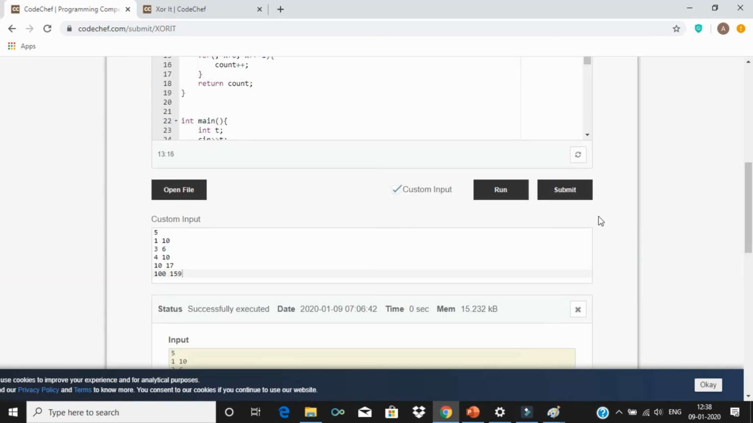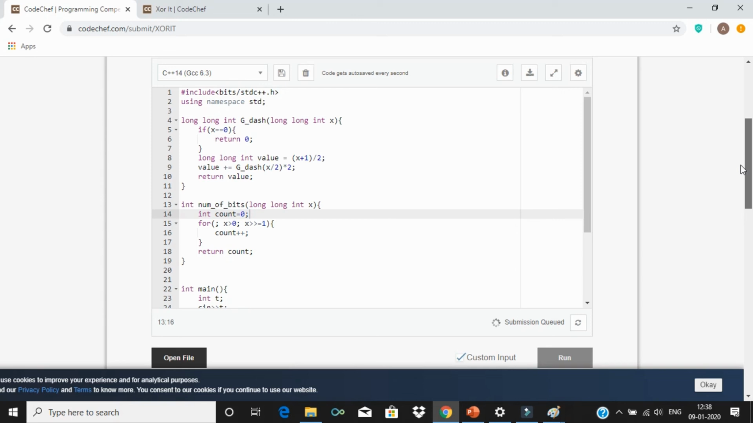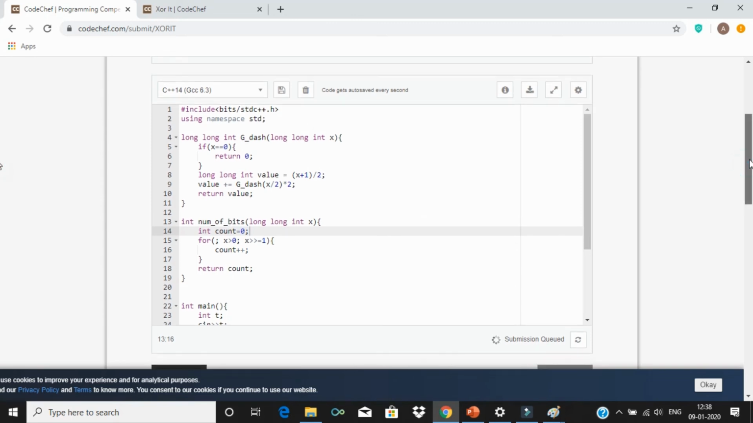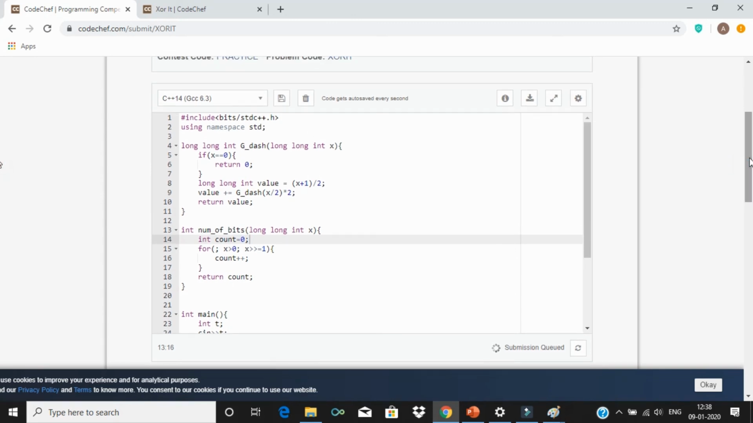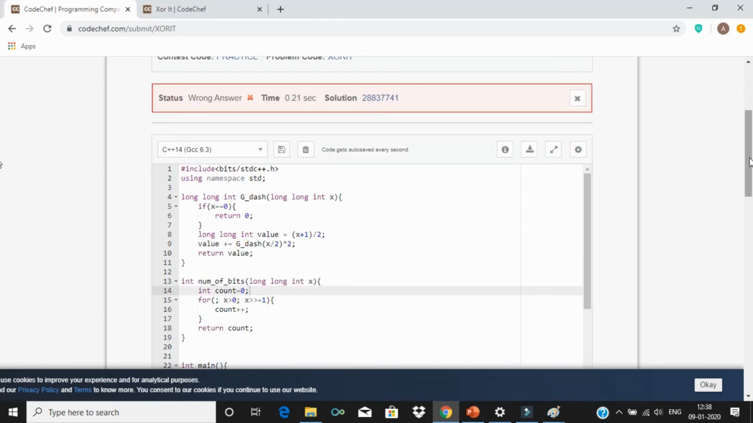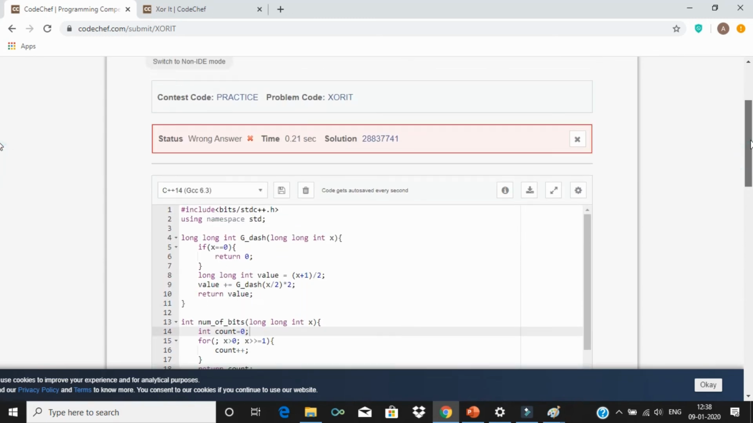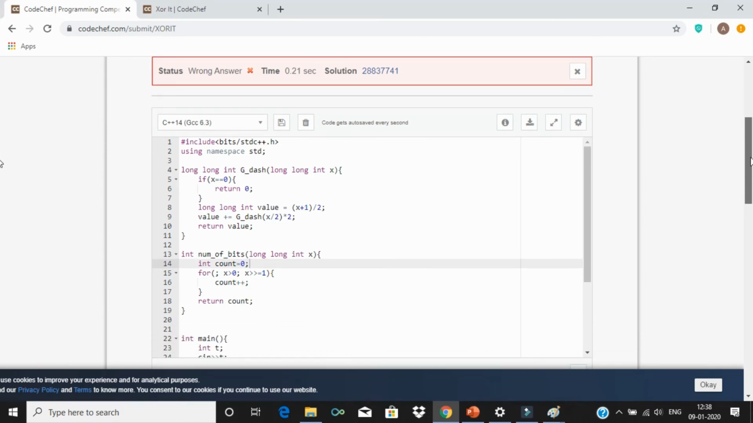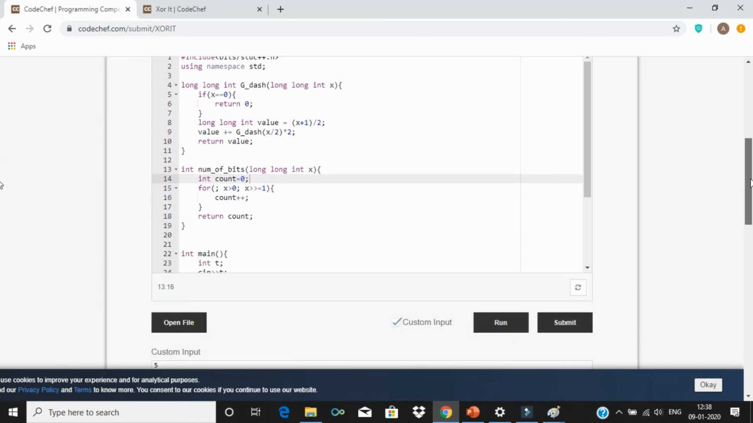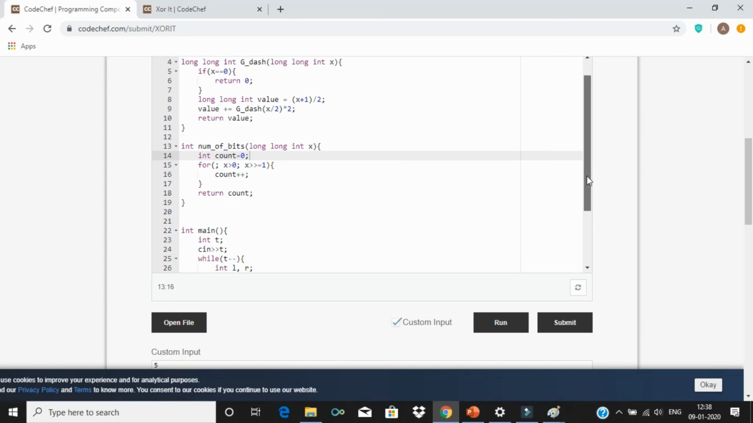Let's try and submit this, whether we are getting the correct answer or not. Let's check it out. So this gave me a wrong answer. Let's find out what could be a possible error in this code from our part.